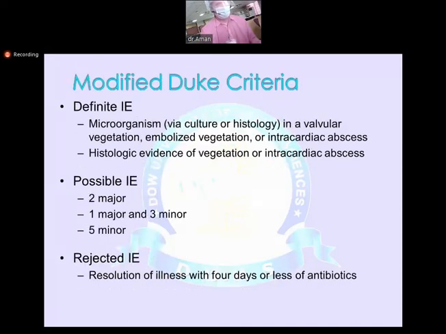So the modified Duke criteria: microorganism via blood culture or histology in a valve vegetation, embolized vegetation, intracardiac abscess, histologic evidence of the vegetation or intracardiac abscess. For possible infective endocarditis: two major, or one major and three minor, or five minor criteria. What are the major criteria for diagnosis? What are the minor criteria? We will discuss in detail. And rejected infective endocarditis means resolution of illness with 4 days or less of antibiotic.